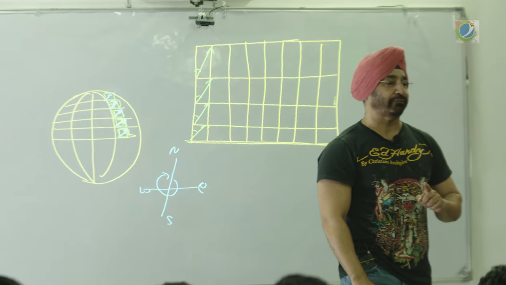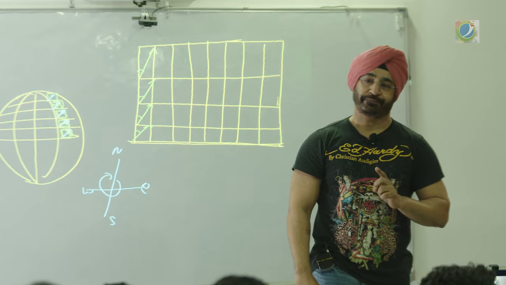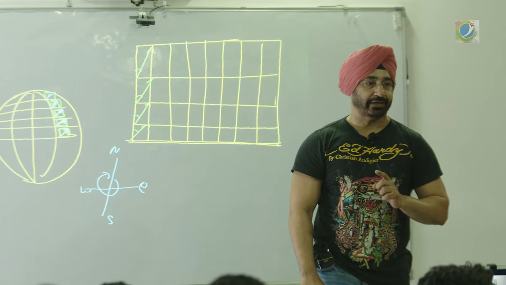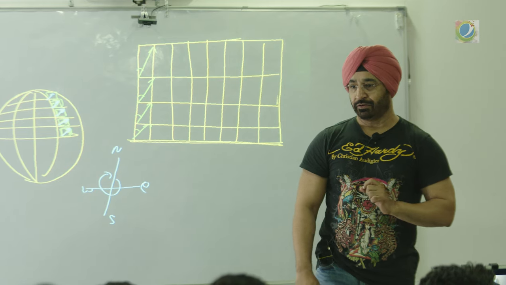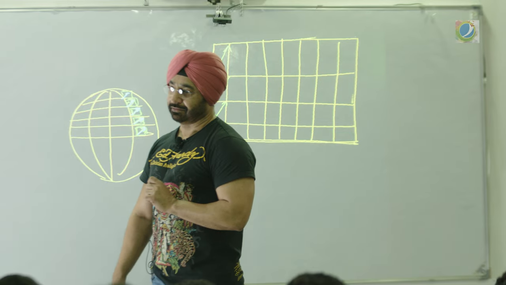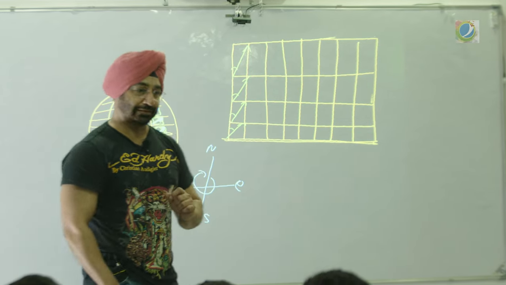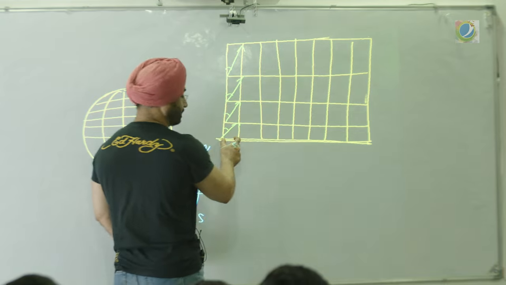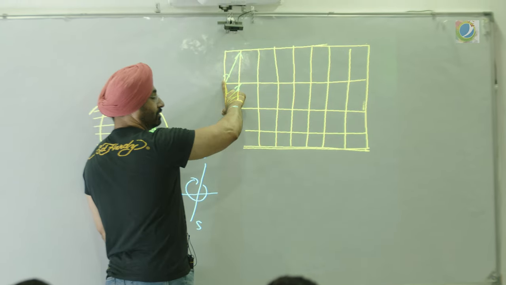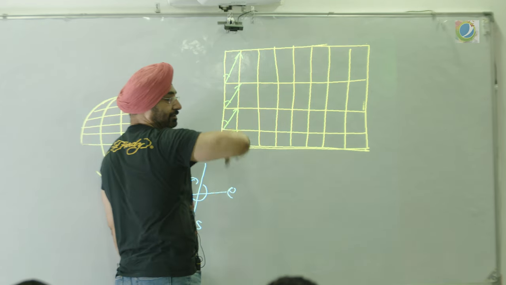The second requirement for a projection to be orthomorphic: the scale must be correct in all directions around a point, or in the vicinity of a point. The scale must be correct. That is the problem here. The problem here is that 100 nautical miles is shown by this much chart length here. What happened to this 100 nautical miles? Now it is gone here. Now this 100 nautical miles is here.